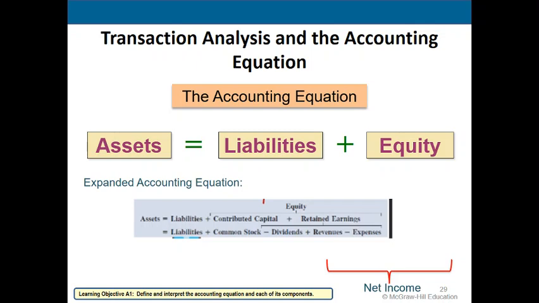Notice you've got an equal sign here, right, between assets and the liabilities plus equity. And so at any point in time, the sum of your assets has to be the same as the sum of your liabilities plus owners or shareholders' equity. It's always got to be in balance. You can never have it out of balance. If you have it out of balance, something is wrong.